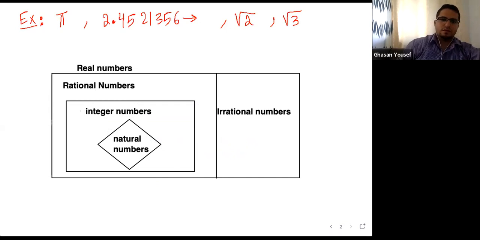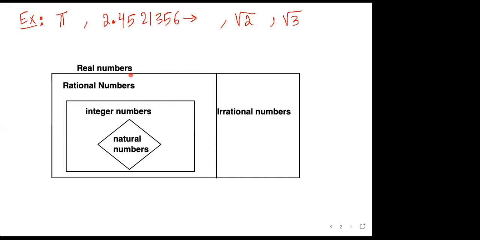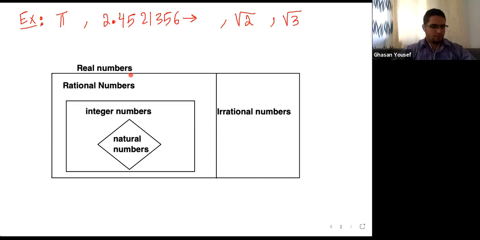Okay, so again, all of this is the real numbers. The real numbers have irrational numbers, rational numbers, integer numbers, and natural numbers. Again, the natural numbers are inside the integer numbers. The integer numbers are inside the rational numbers. There is no relation between irrational numbers and rational numbers. The union of rational numbers and irrational numbers makes up the real numbers. Make sense? Any question for this one? Okay.